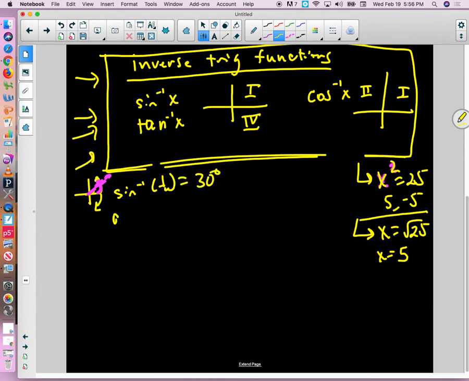The next one is inverse sine of negative 1/2. All right, so I'm only allowed to look at quadrants 1 and 4. So if I look in quadrant 1, sine is positive, so I have to turn around and look this way, and the answer would be negative 30 degrees or negative pi over 6.